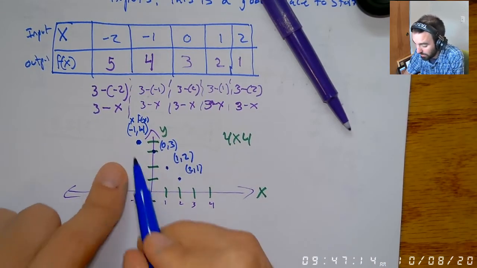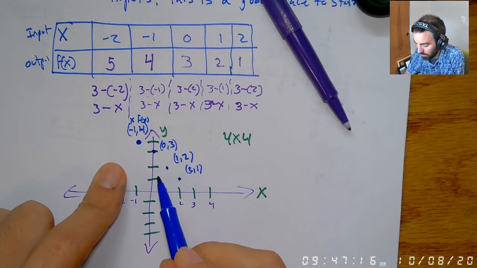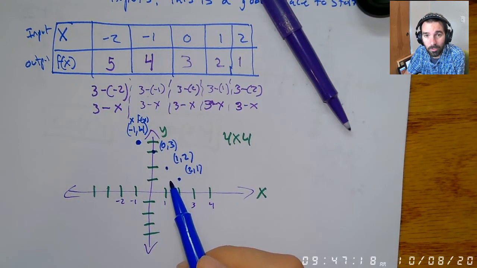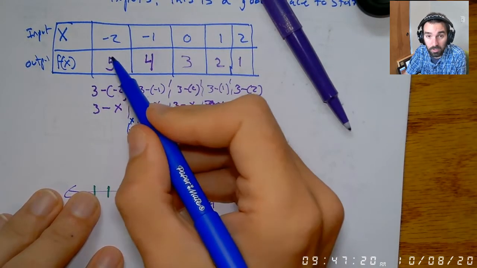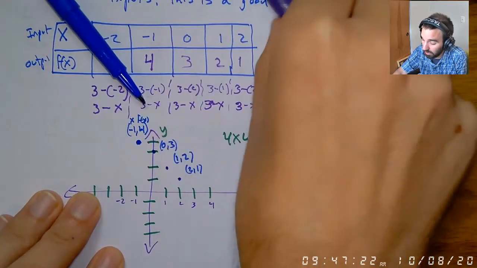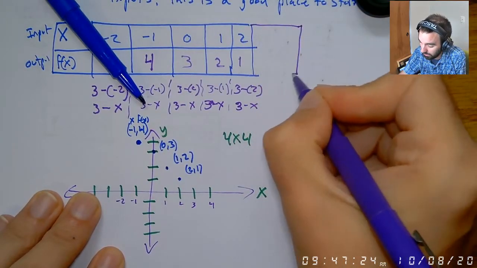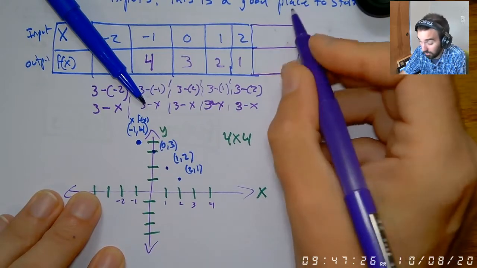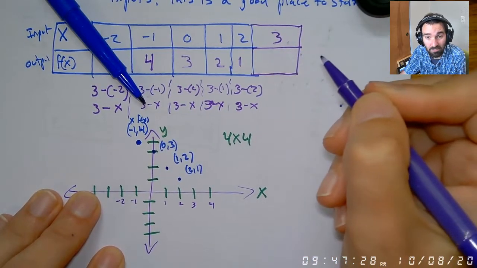Okay, now how many points do I have? 1, 2, 3, 4. I need 5. So this one didn't work, right? So all I'm going to do is come back up here. I'm going to extend this out. And I'm going to say, okay, let's just go one more in this direction.